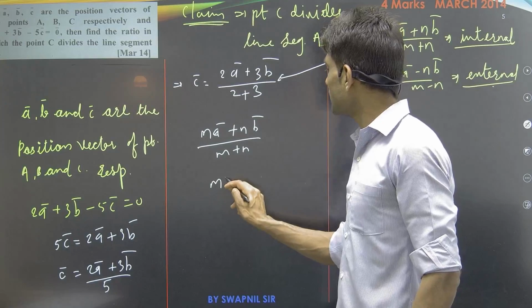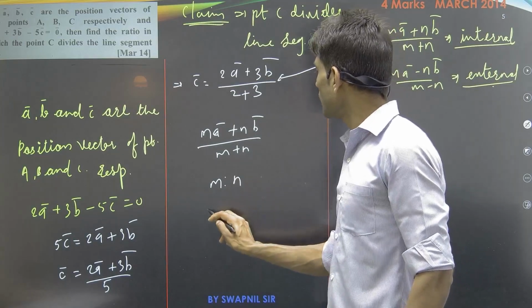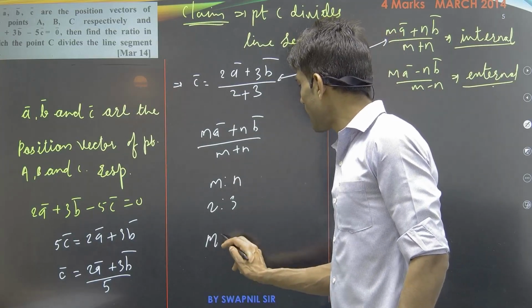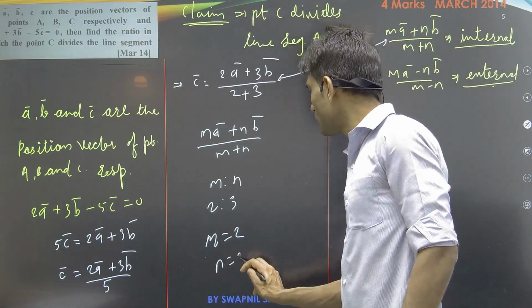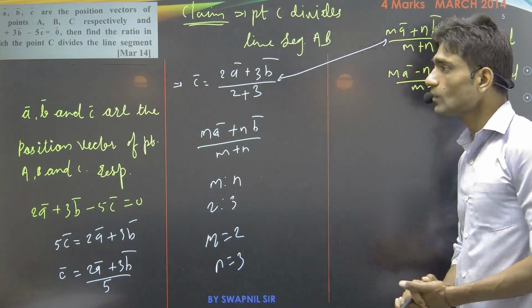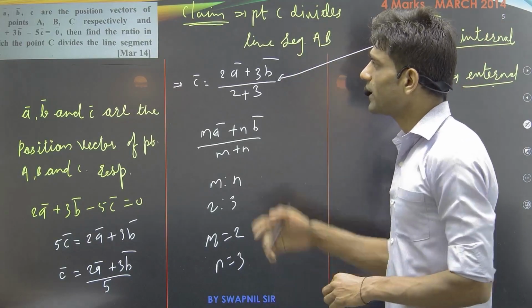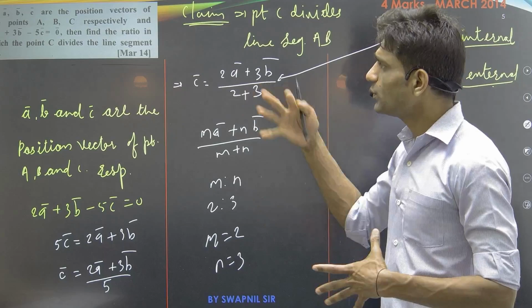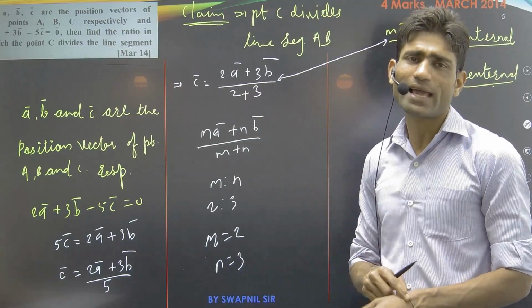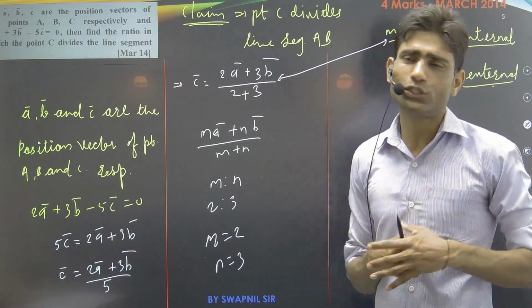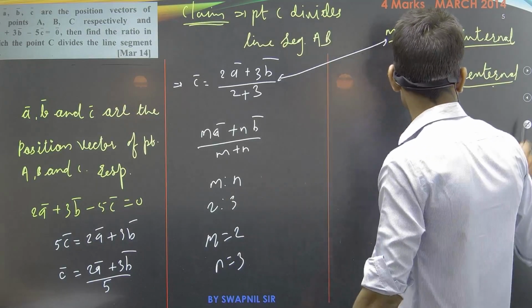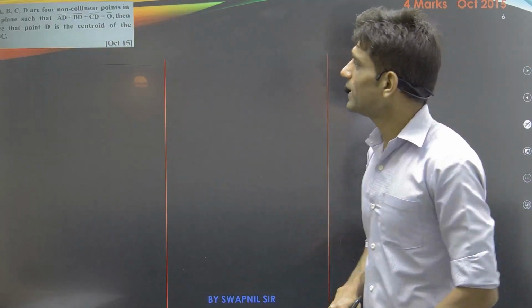So we can say that m is to n, we get it here as 2 is to 3. That means the value of m is 2 and n is equal to 3 here. So that's the value of m and n as per our given data. We want our point C which divides our line segment AB in what ratio, and that ratio I found here is 2 is to 3. Now let's move to the next example.